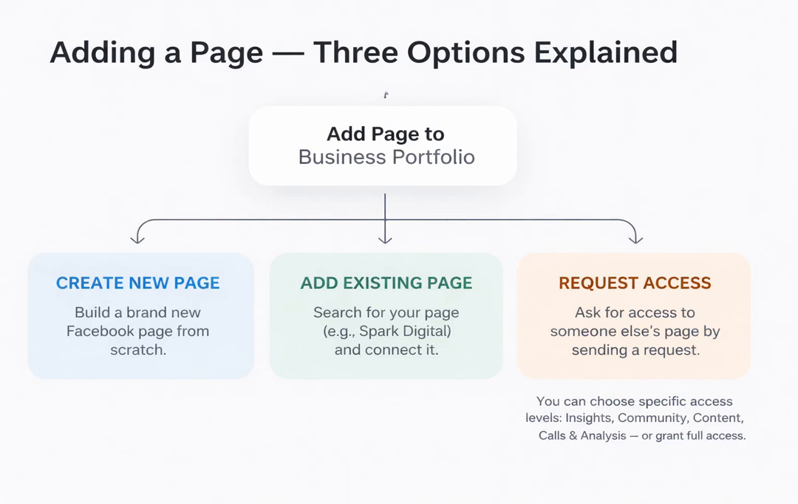When you go to add a page in the account section, Facebook gives you three distinct options. First, you can create a brand new page if you don't have one yet. Second, you can add an existing page. For example, if you already have a page like Spark Digital, you simply search for it, click on it, and it gets added to your portfolio. Third, you can request access to someone else's page. Be very specific. You can choose to grant only insights access, community access, content access, or calls and analysis access. This granular control is very useful when working with clients professionally.